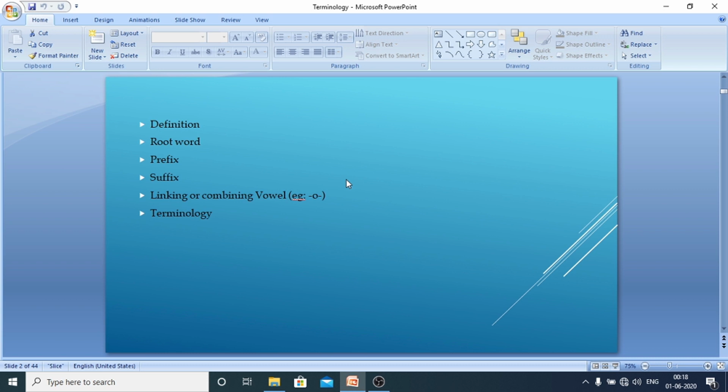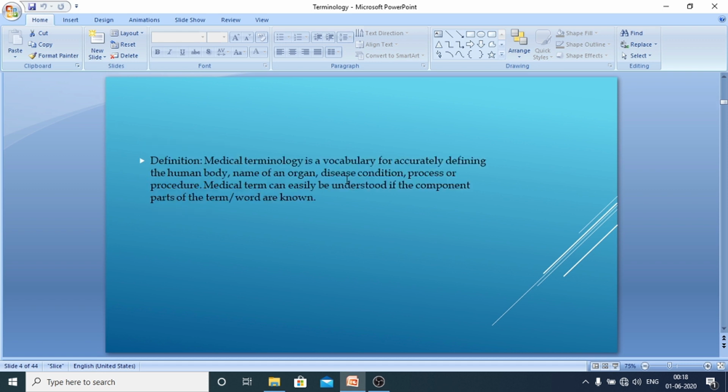So under today's terminology session, I am going to cover the definition of terminology, root word, prefix, suffix, linking and combining vowels, roots of position, roots of quantity, anatomic directions, anatomic planes and sections, and body positions. So let's start with the definition of medical terminology.